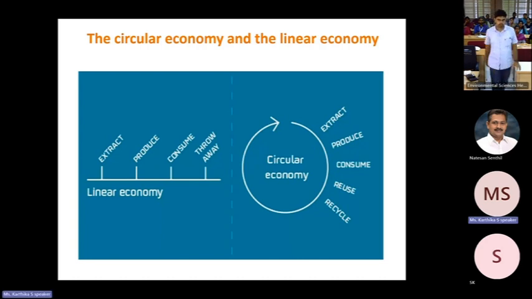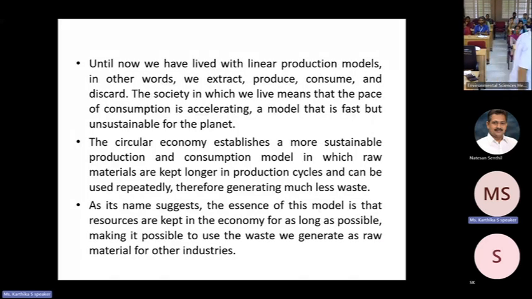With the linear production models, in other words, we extract, produce, consume, and discard. The society in which we live means that the pace of consumption is accelerating. Consumption is accelerating, and production is also accelerating, but we are not consuming within that unit of time.